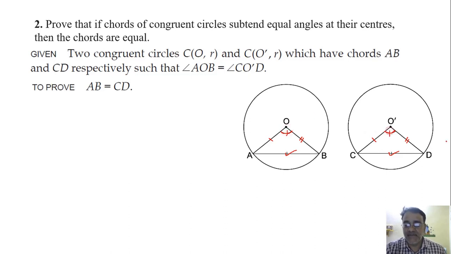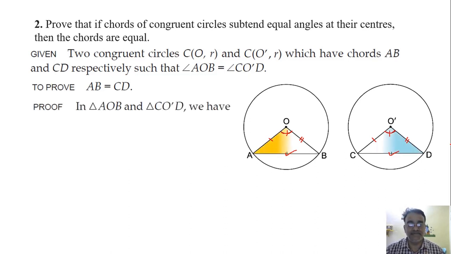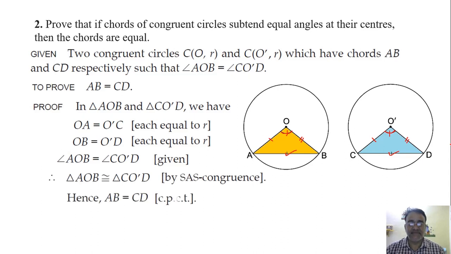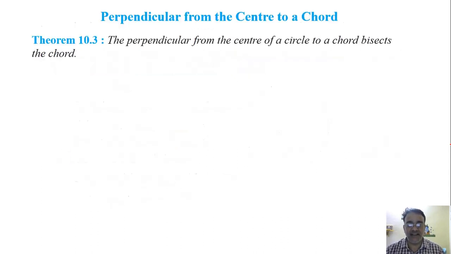given. Okay, so these two triangles are congruent by which criteria? SAS criteria. Yes, very good. Here it will be SAS. Okay, so that will imply AB is equal to CD. Why? CPCT. Right. So this is the theorem question number two of the second exercise.